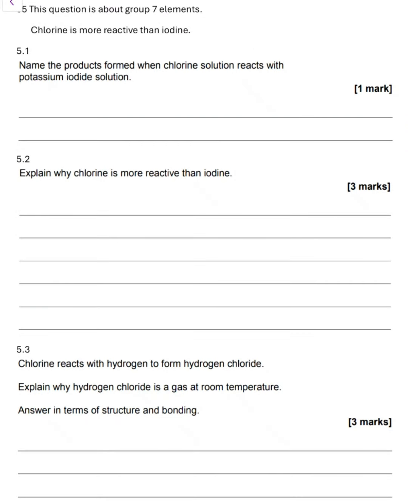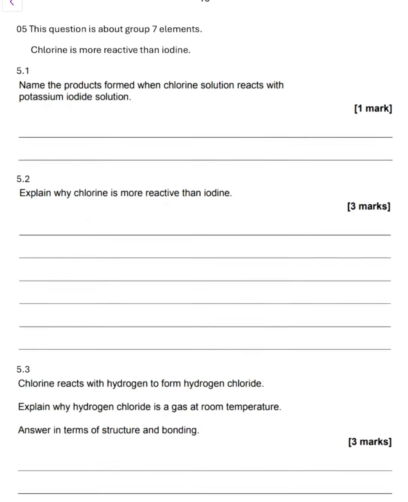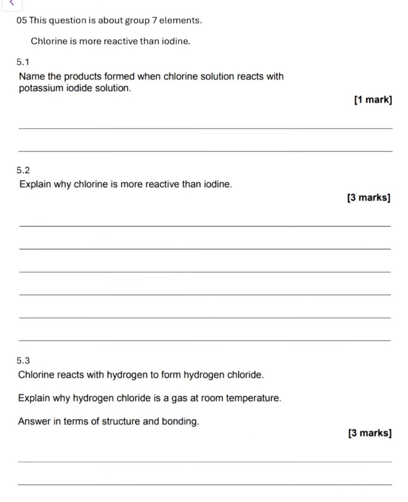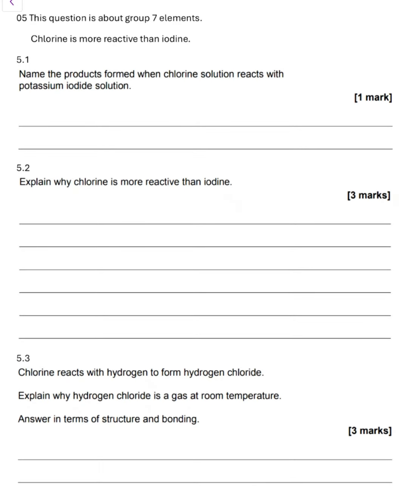Year 11 mock exam question 5. So we've got a reaction from the group 7 elements, which comes from topic 1, I think. Name the products formed when chlorine solution reacts with potassium iodide. This is a straightforward displacement reaction.